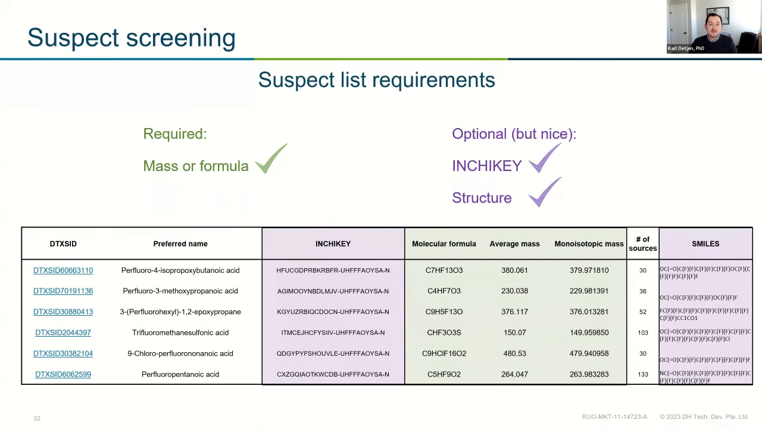And those masses can come from a variety of different sources. Probably the most common are spectral libraries, but you can use things like the Norman suspect list exchange. You could create a list of potential metabolites that you think you might see where you don't have that spectral information.